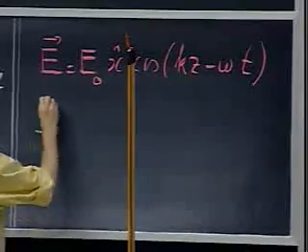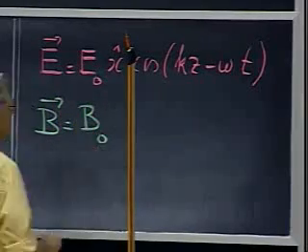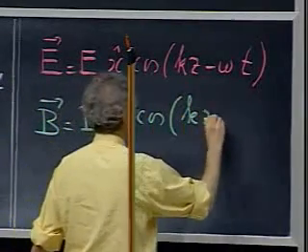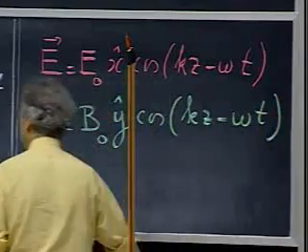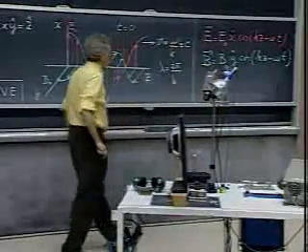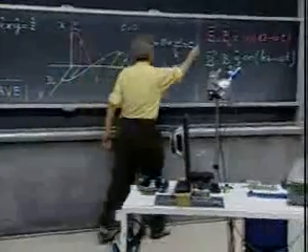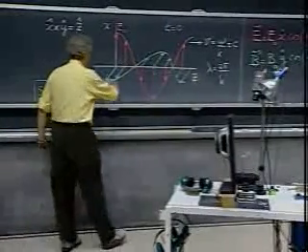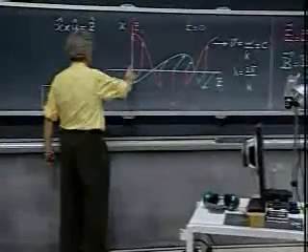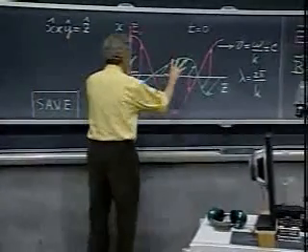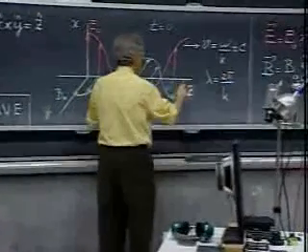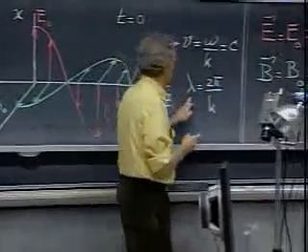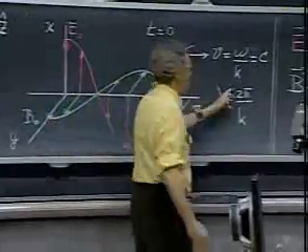B, the associated magnetic field, is B0, only in the y direction, with exactly the same cosine kz minus omega t term. So if I plot this at time t equals 0, then you see this curve right here. And you see the magnetic field curve here. The magnetic field is only in the y direction, and the electric field is only in the x direction. And this is a package that together moves in the direction of plus z with this speed, which is omega divided by k. And the wavelength from here to here is then 2 pi divided by k.